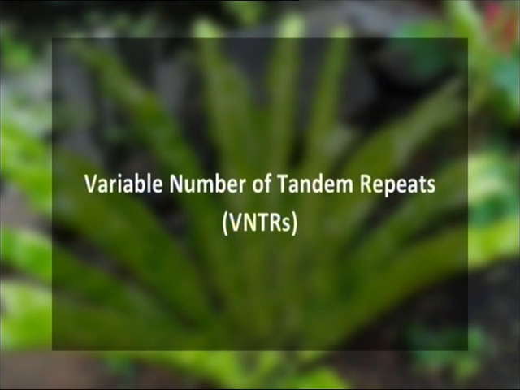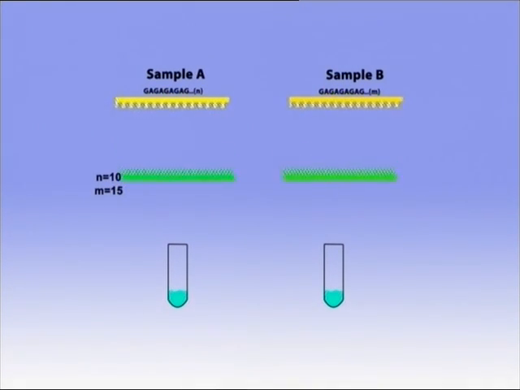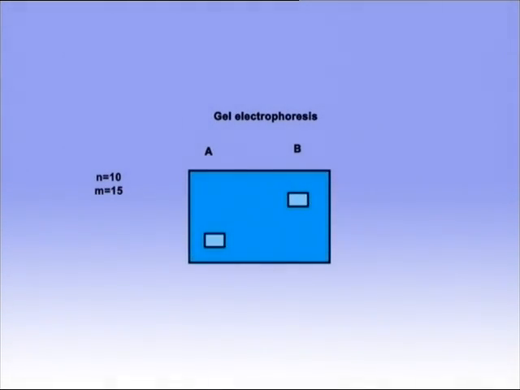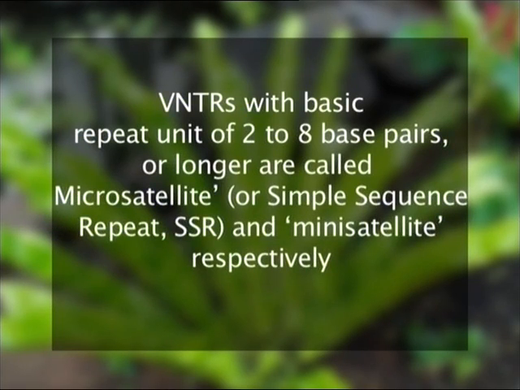Now, the next technique is variable number of tandem repeats. It's another powerful technique for studying genetic diversity. The VNTR technique utilizes hypervariable regions of a genome comprised of tandemly repeated simple sequences. These sequences vary in number and hence in length and are therefore generally called VNTRs. The terms microsatellite or simple sequence repeat, that's SSR, and minisatellites are used where the basic repeat unit is around 2 to 8 base pairs in length or longer respectively.